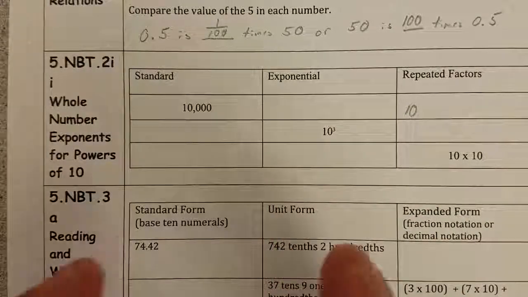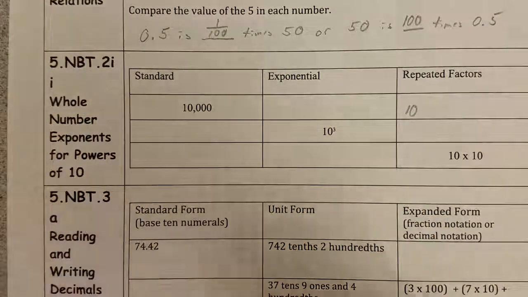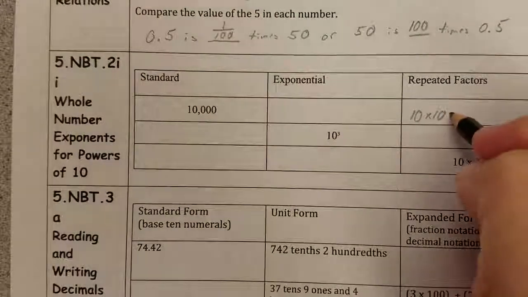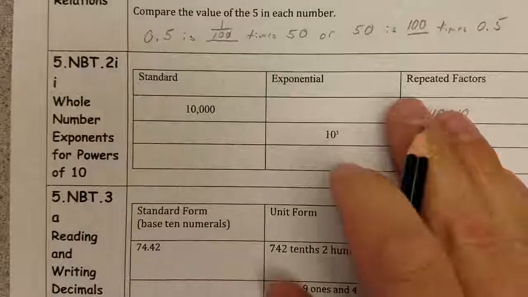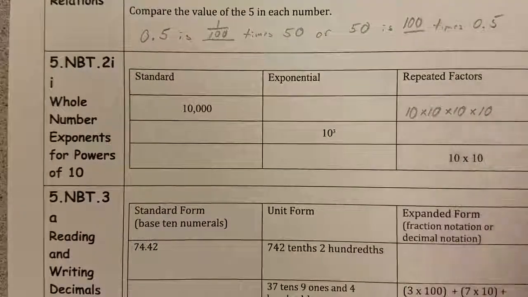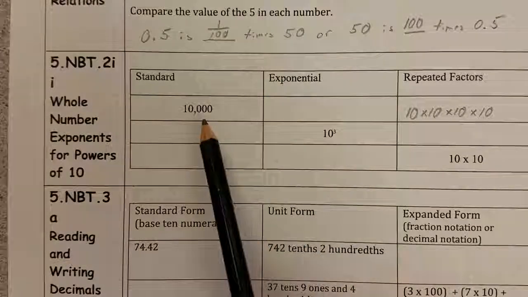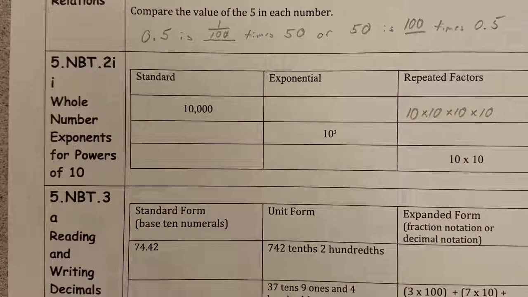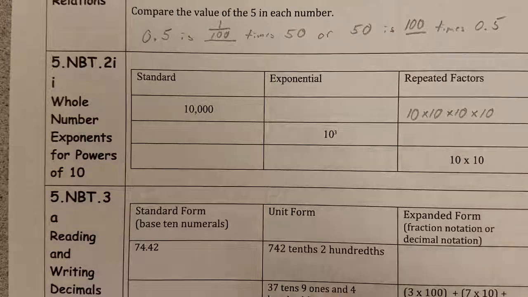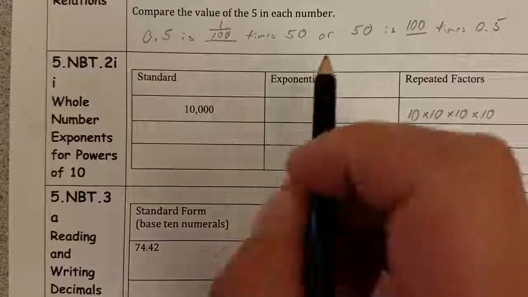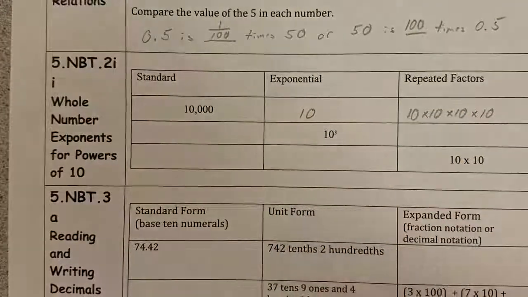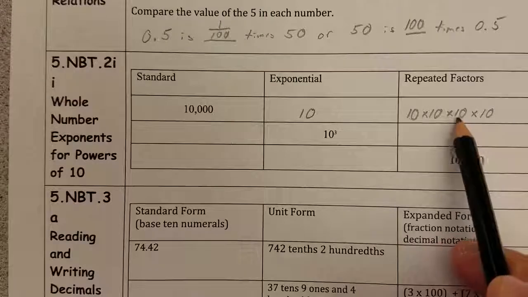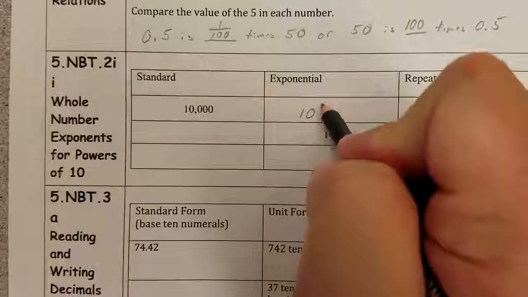Well, I'm going to start with repeated factors, so we're multiplying by 10. Now, we just talked about how every time I multiply by 10, the digits move to the left. So 10 times 10 would be 100. Multiplied by another 10 would be 1,000. Multiplied by another 10 would be 10,000. So 10,000 is the same as 10 multiplied by 10, multiplied by 10, multiplied by 10. Now, to write that in exponential form, my base, or the number I'm multiplying by, is 10. The exponent is the number of times I'm multiplying by that base. So 1, 2, 3, 4. So 10 to the 4th.